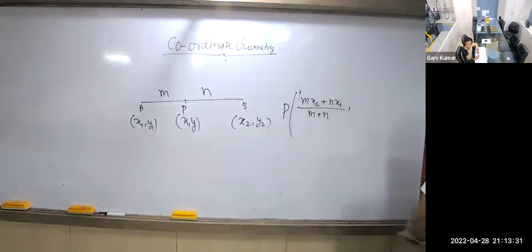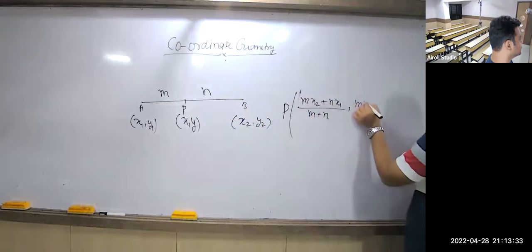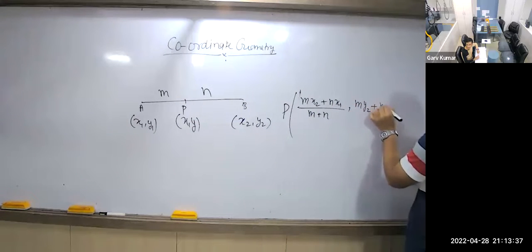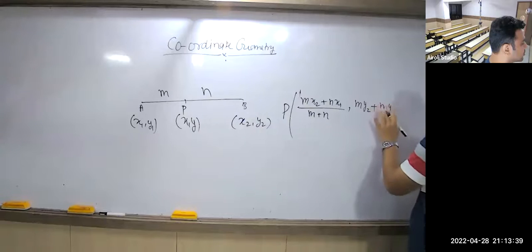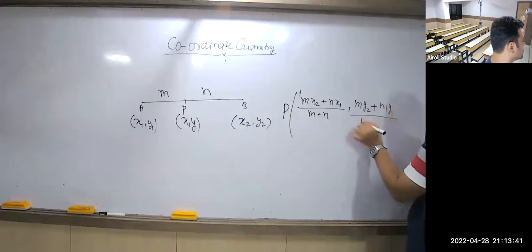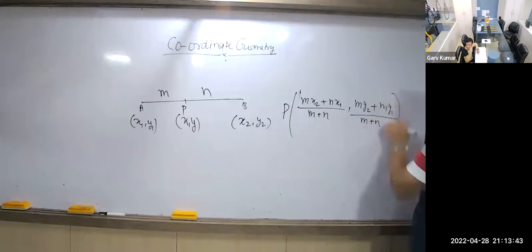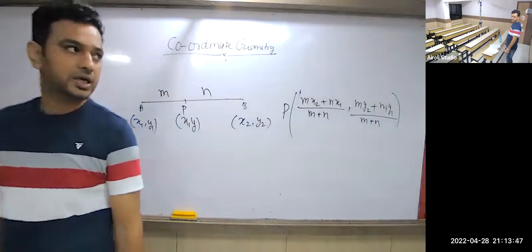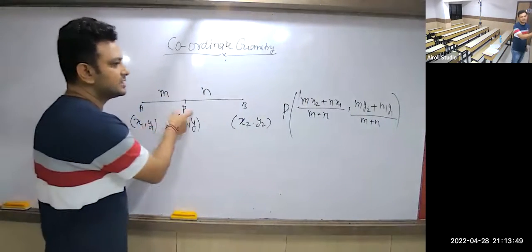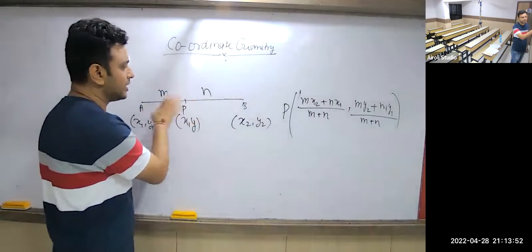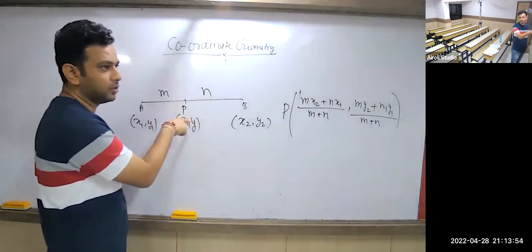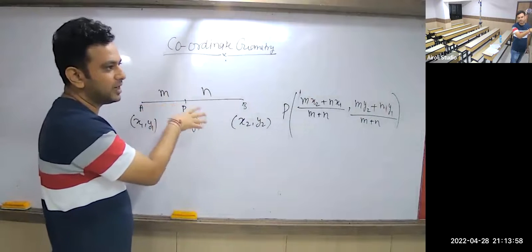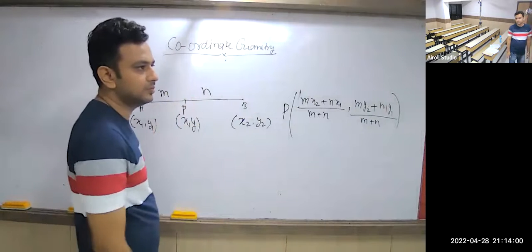Sir, it would be my2 plus my1, and y1, upon m plus n. So this is the section formula in the case when a point P divides the line segment in the ratio m:n internally.